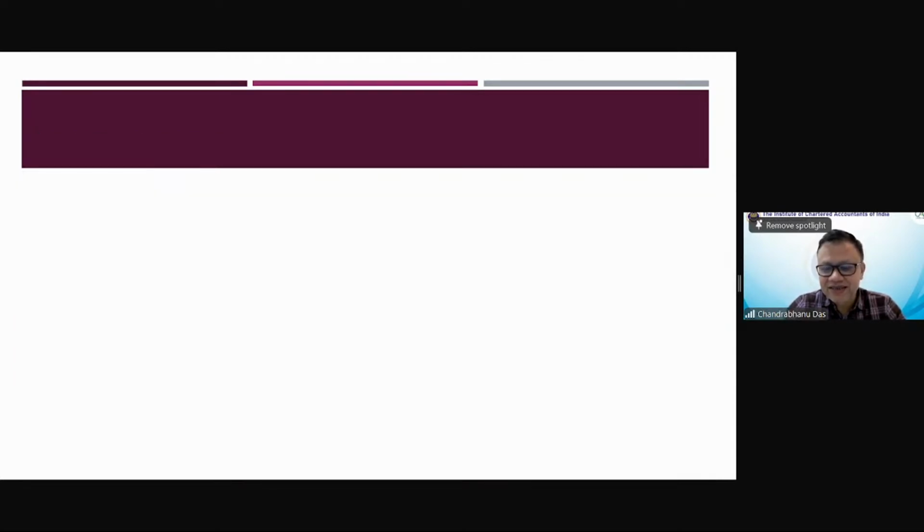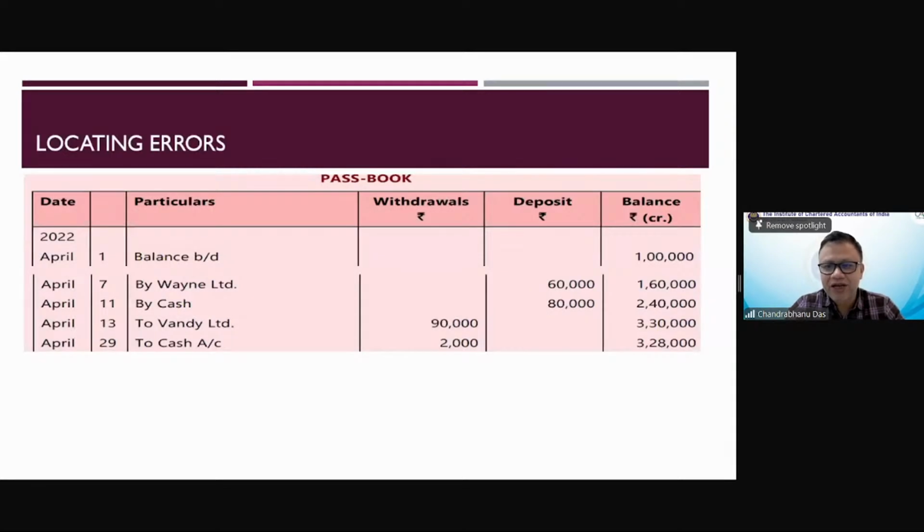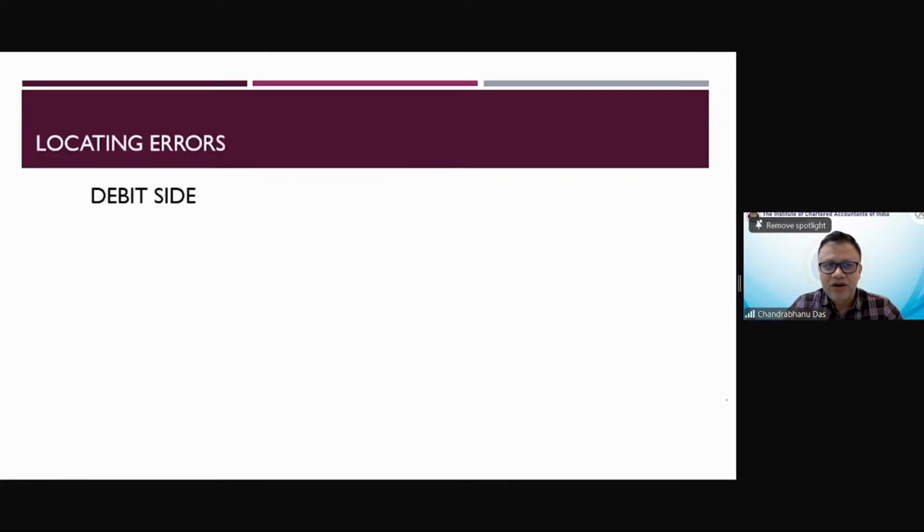So in that case, what are we doing? Now we have the passbook. In the passbook, what we see is the balance brought down, 1 lakh on April 1. So the error is made by the cash book here. The passbook is correct, 1 lakh. Then you have different accounts, and we have to find out how the errors are there.